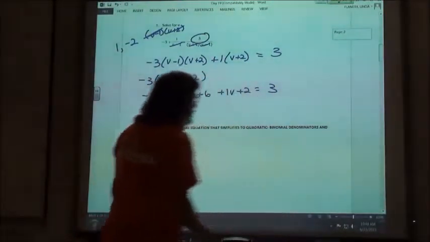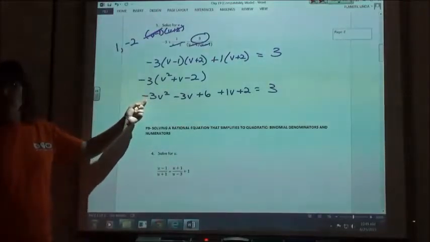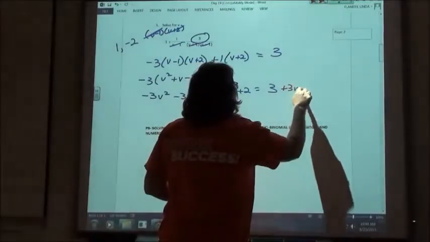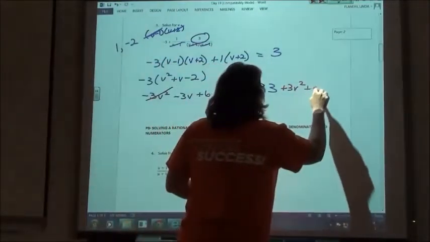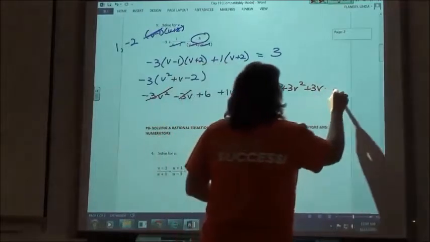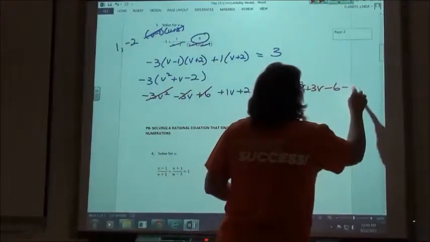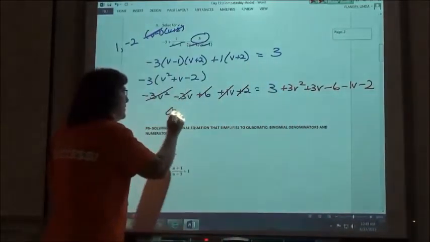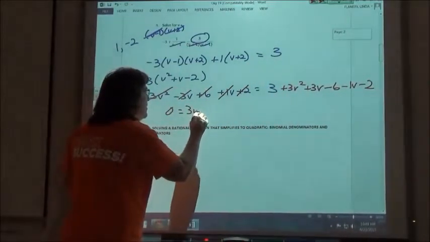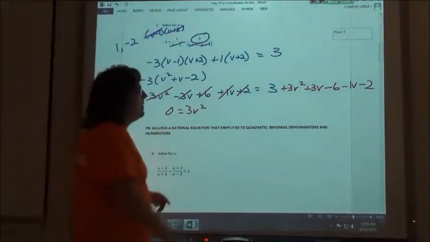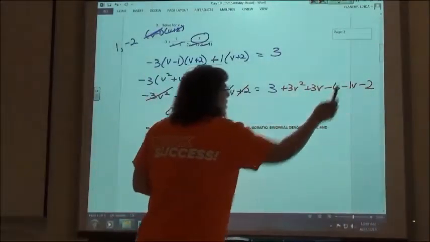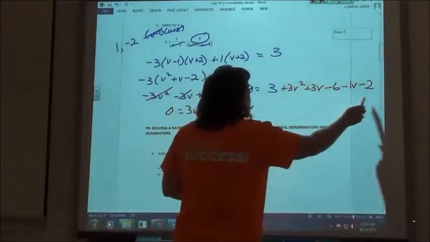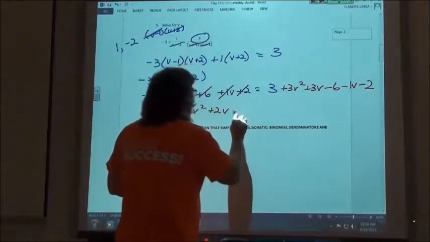Now on this one, because I don't want to have the negative 3v squared, I'm going to move everything over to the other side. So I'm going to add my 3v squared, add my 3v, minus my 6, minus my 1v, and minus my 2. Oops, 3v squared. So I have 3v squared, I've got 3v minus 1v, which would be 2v, and then I've got 3 minus 6 minus 2, negative 5, huh?